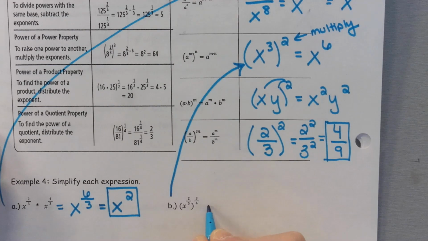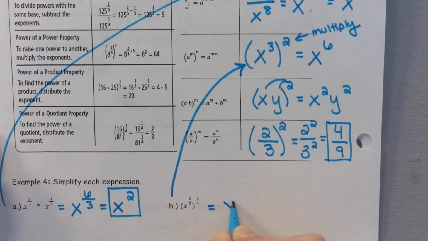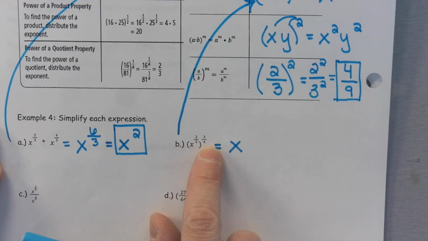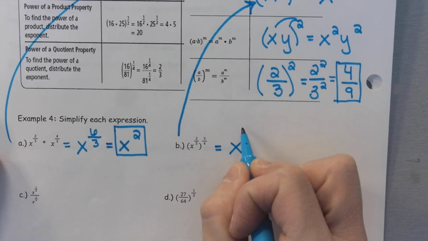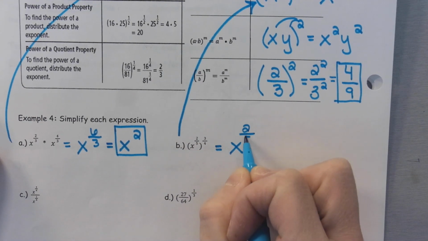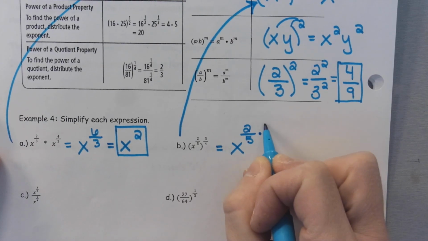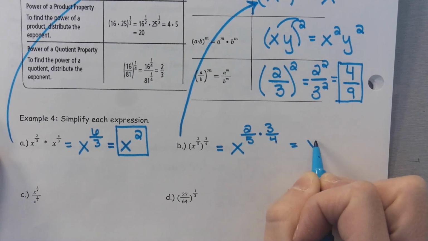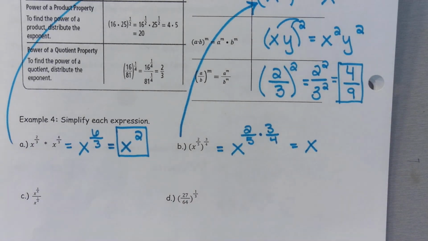Okay, so this is going to give me x to the... I'm going to multiply my exponents together, and I'm going to write them much bigger because I need to. So I'm going to multiply my exponents together. There they are. Do you remember how to multiply fractions? A little bit different than adding them.